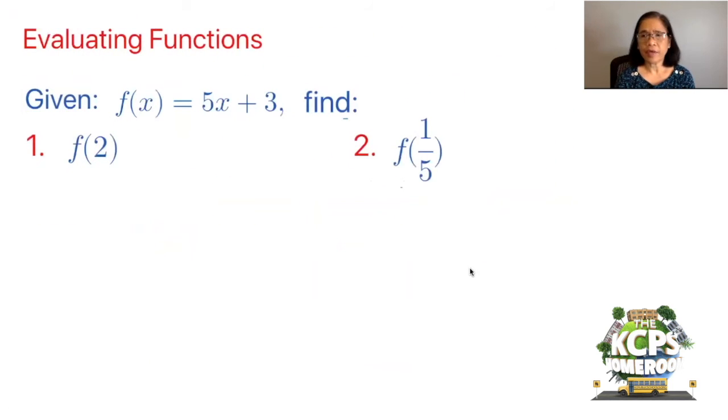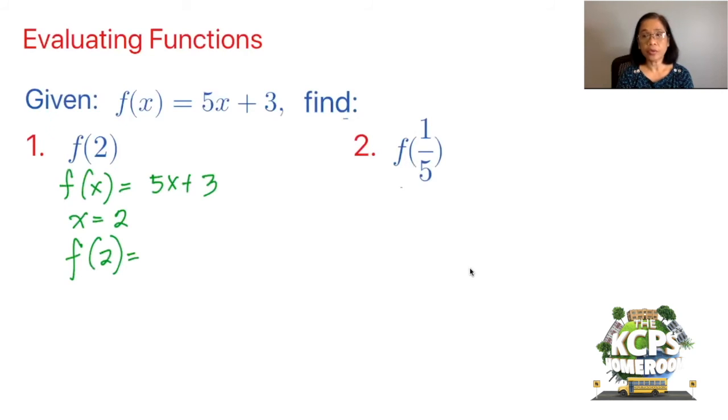Now let's move on to evaluating functions. So given f of x is equal to 5x minus 3, we are asked to find the value. Evaluating means find the value of the function when the variable x is 2, or when the input is 2. So we have f of x equals 5x plus 3. So we find the value when x is 2. So we're finding f of 2.